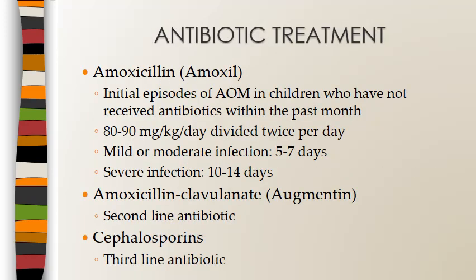So treatment for otitis media includes antibiotic treatment. Our first line treatment is amoxicillin. We use this for the initial episodes of otitis media in children who have not received antibiotics within the past month. The dosing is 80 to 90 milligrams per kilo per day, divided twice a day.